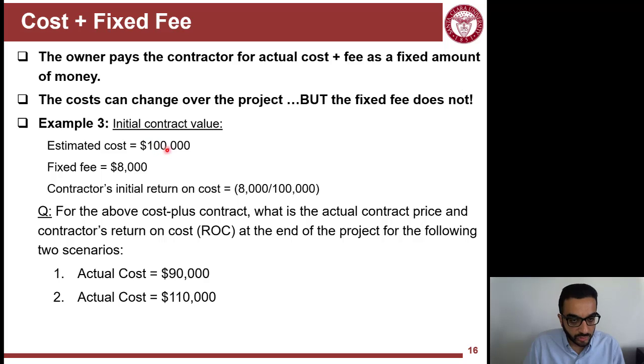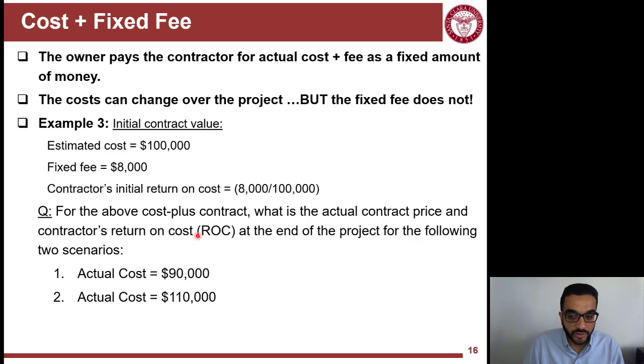So if the estimated cost at the beginning of the project is 100,000, and now instead of agreeing on 8%, you're agreeing on a fixed amount, 8,000. So your return on cost here will be 8% initially. But what will happen if, when you do the project, you end up here with an actual cost of 90,000? That's one scenario, and then ending up with 110,000, that will be another possible scenario.